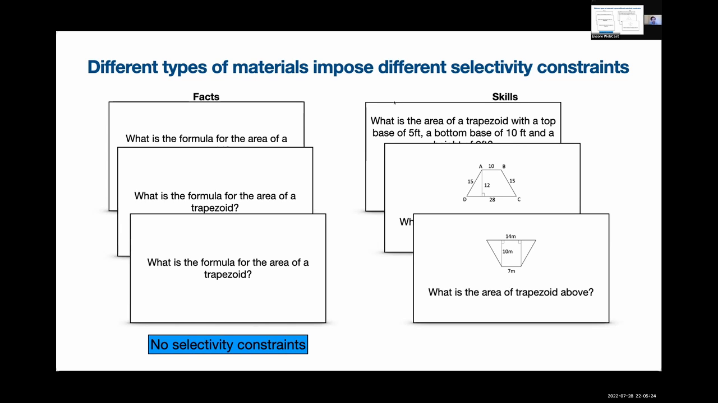And here there is a clear need to select what to encode, and encoding and remembering all of the details might be detrimental and actually delay learning. So when learning skills like this, there are selectivity constraints that are created by all the irrelevant variation that happens from problem to problem.